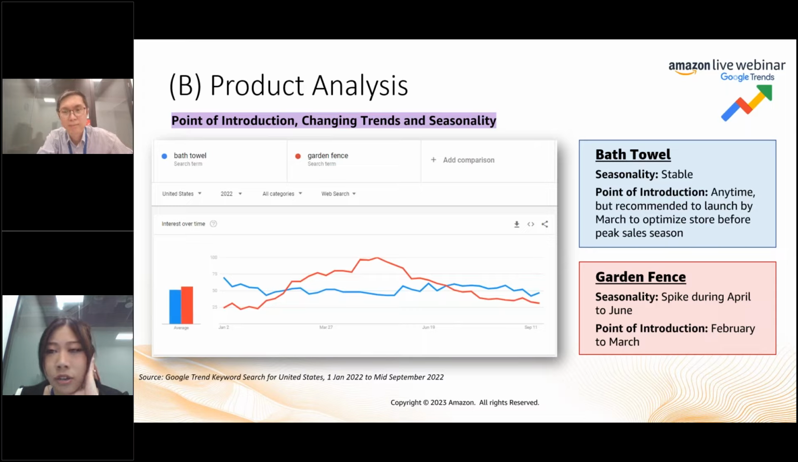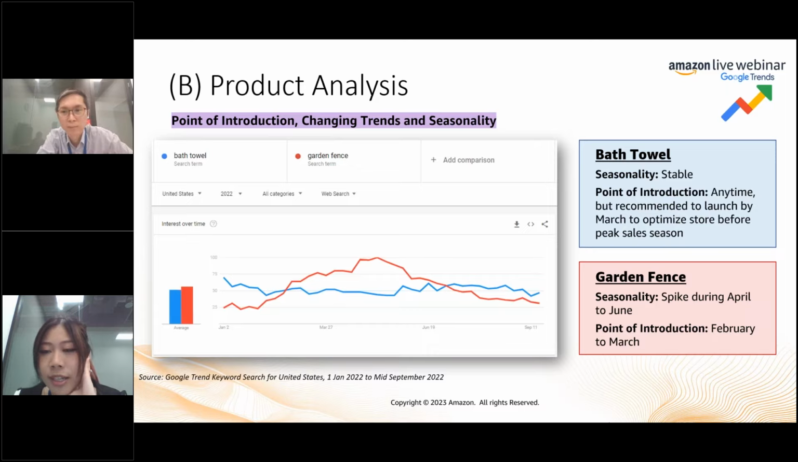If you can see on the right hand side, I put in some notes on bath towels and garden fence. So let's say you want to sell bath towels. As you can see, the trend is actually quite flat throughout the entire year, right? Actually January to September to be specific. So it doesn't matter when you start selling. But usually, if you want to leverage on the peak season sales, like Prime Day, Black Friday, Cyber Monday, which is in June or July or November respectively, we usually encourage you to launch earlier in the year, maybe March, so that you have some time to ramp up the sales.